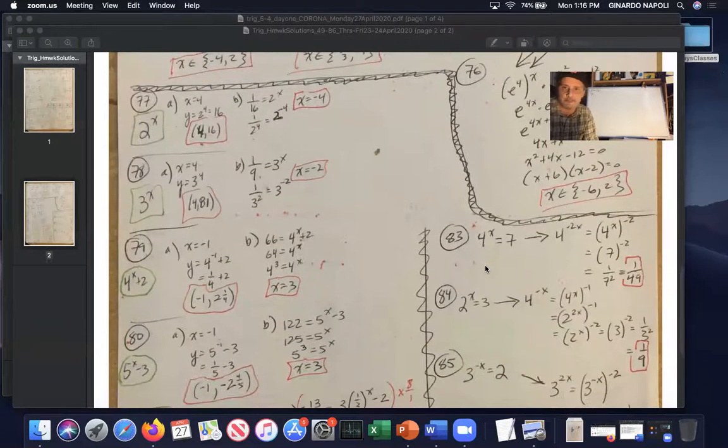Okay, now 83. Now what we want to do is we want to use what they gave us in the problem that we're going to use substitution. Okay, so I replaced the 4x that was over here because -2 times x, that's the same thing. And that's 7. And so we just do 7 to the -2 power.